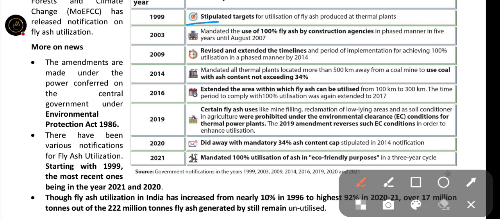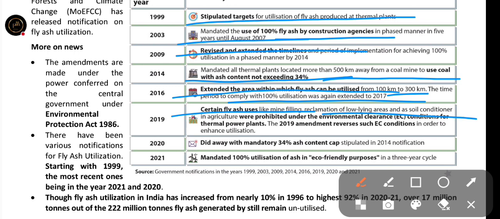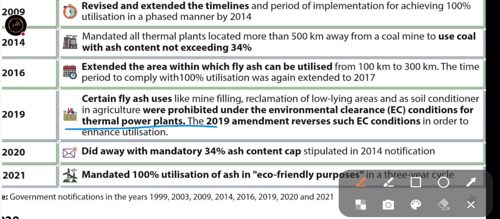That is, the stipulated targets for utilization of fly ash produced at thermal plants mandated the use of 100% fly ash by construction agencies in a phased manner in 5 years until August 2007. Revised and extended timelines: they were to use fly ash within 500 km of a coal mine, with coal of ash content not exceeding 34%, and extended the area within which fly ash can be utilized from 100 km to 300 km. Okay, the time period to comply with 100% utilization was again extended to 2017, and certain fly ash uses like mine filling, reclamation of low-lying areas, and as soil conditioner in agriculture were prohibited under the environment clearance conditions for the thermal power plants.